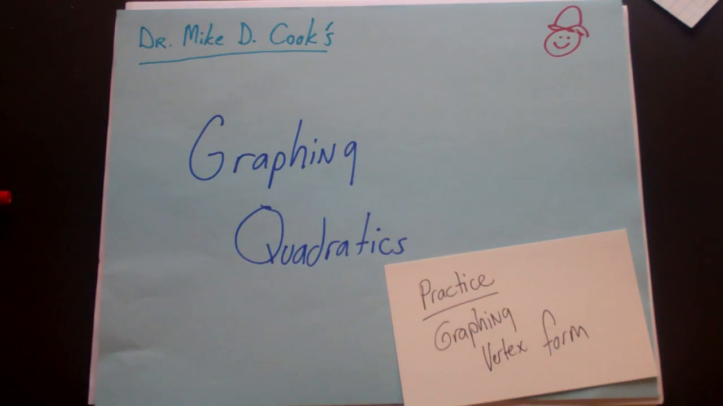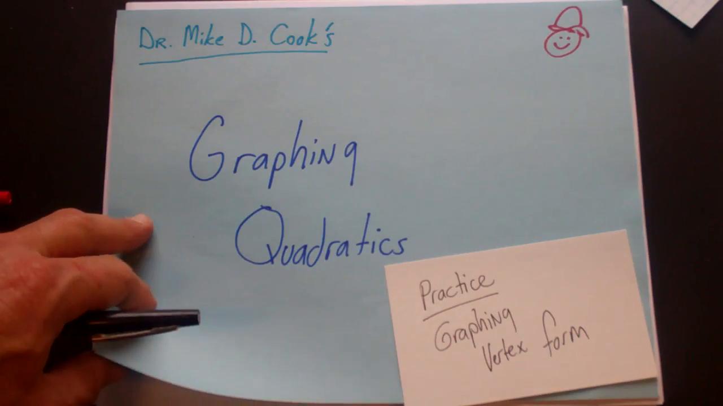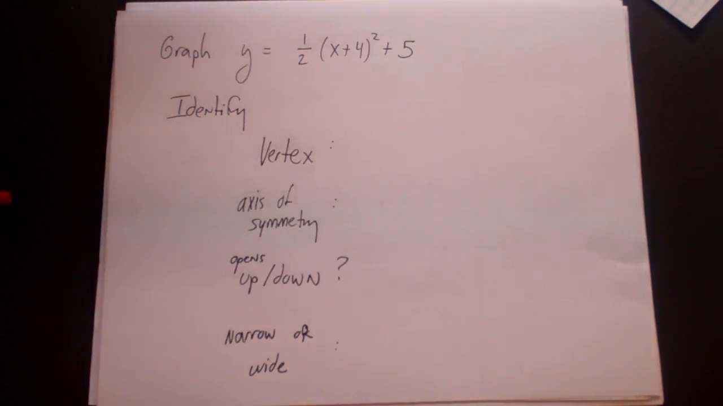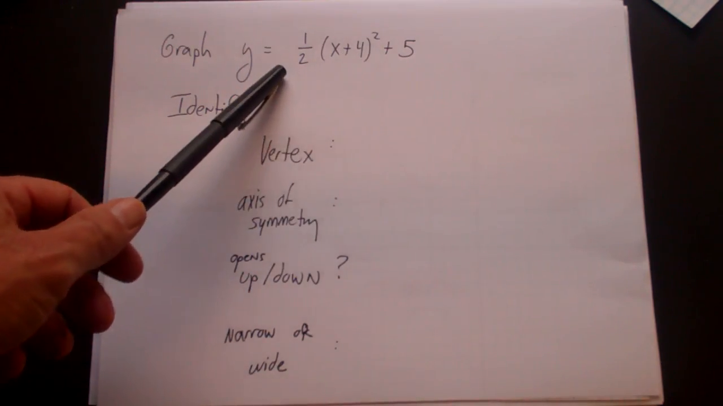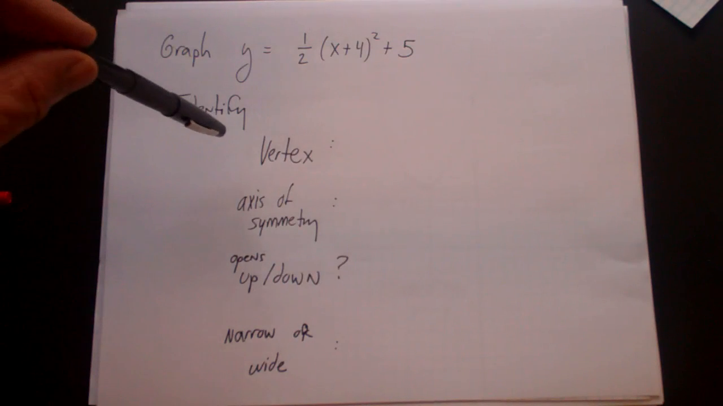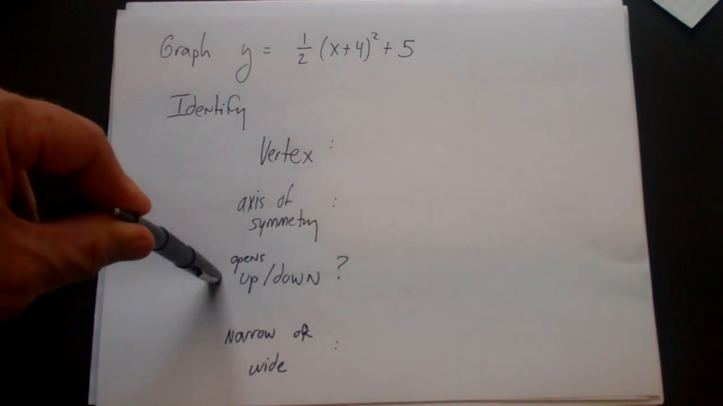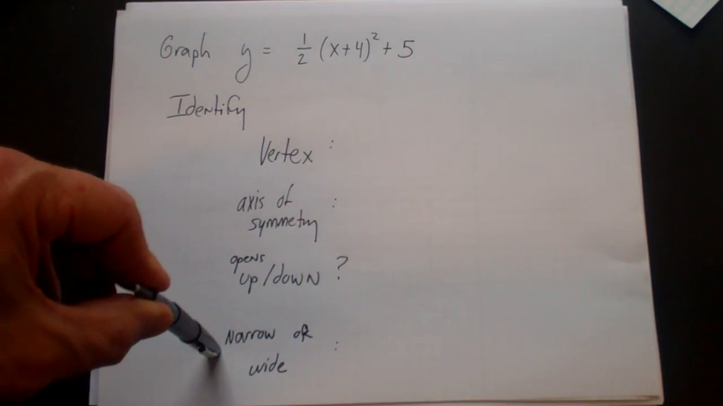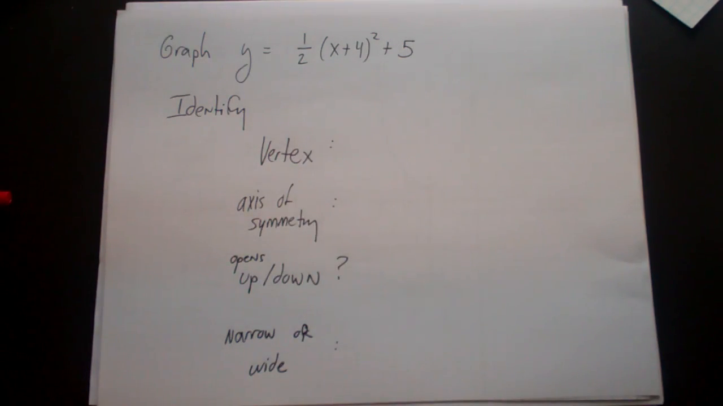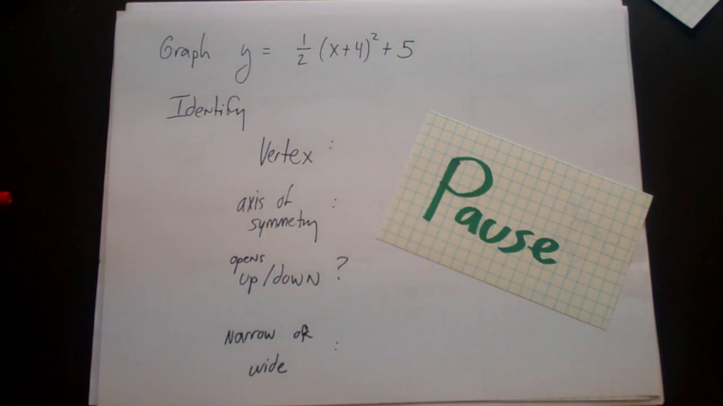In this video, I give you a practice problem with graphing in vertex form. So what I'm going to ask you to do in this video is to look at this parabola, this quadratic, and I want you to identify the vertex, the axis of symmetry, whether it opens up or down, and whether it opens narrow or wide, and then graph it. And what I'd like you to do now is pause the video and solve that problem, and start the video when you're finished.